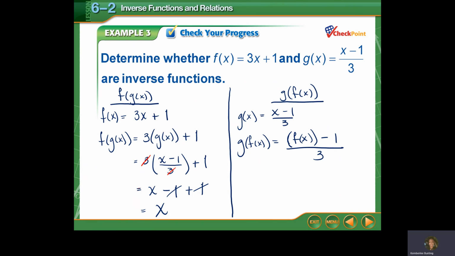Okay. Look, it's not just 3x, it's 3x plus 1. So that would be 3x plus 1 minus 1. Okay? You see what I'm saying? Don't stop, pick your pencil up, finish writing it down. 3x plus 1 minus 1 up top.